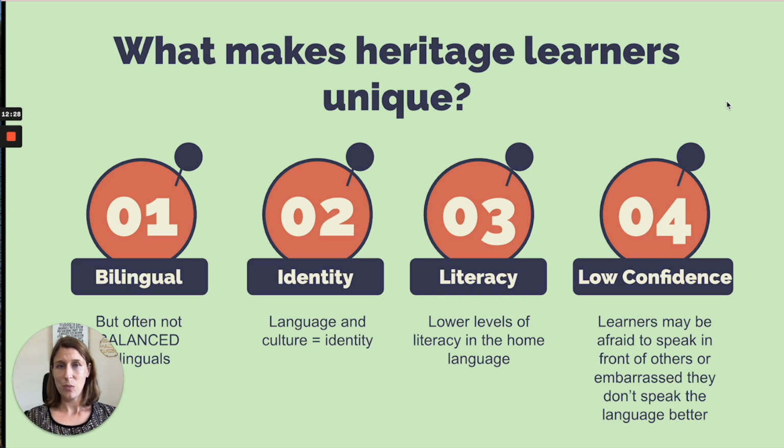And number 4, many heritage learners suffer from low confidence in their heritage language. There is kind of this pressure to speak English in order to succeed. And so often they are embarrassed to speak their heritage language, or they're told that they should focus on English, or they know that they're better at English and they know that they're not a balanced bilingual, and so they don't want to speak that.